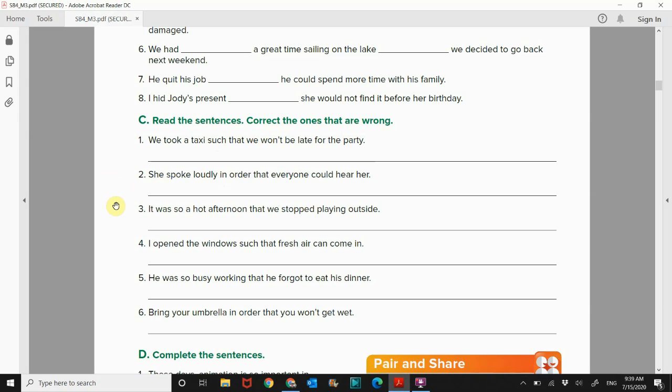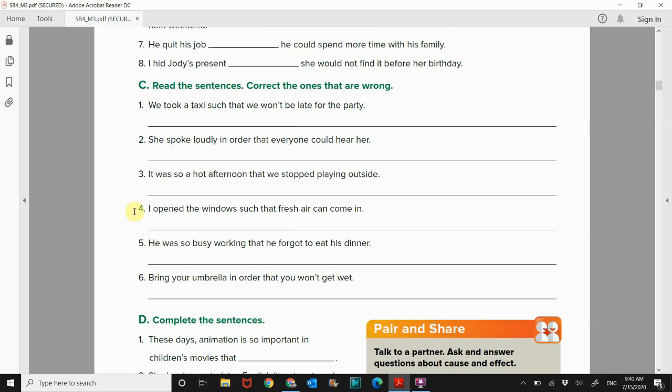Number 3, it was so a hot afternoon that we stopped playing outside. All right, so here we have "so", and here we have "that". This is an adjective, and this is a noun. So we need to use "such". It was such a hot afternoon that we stopped playing outside.